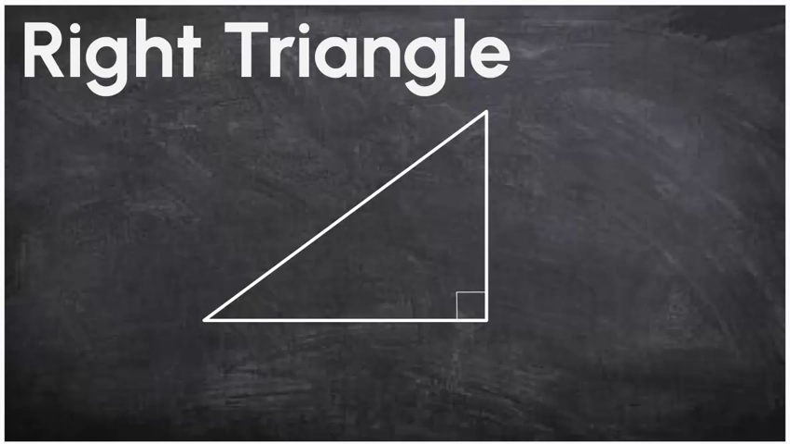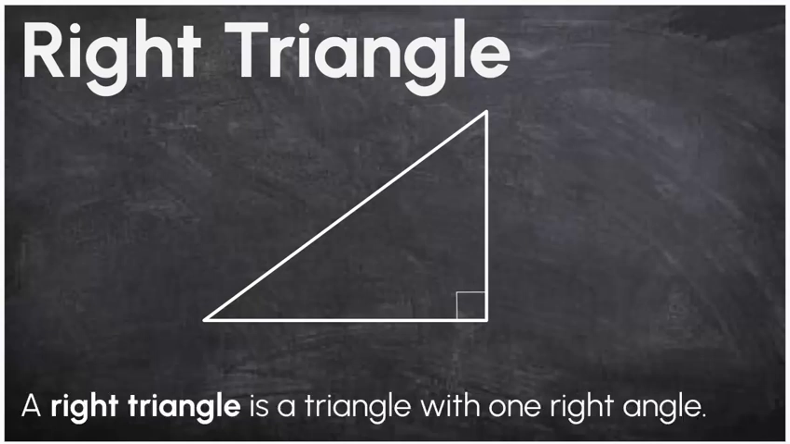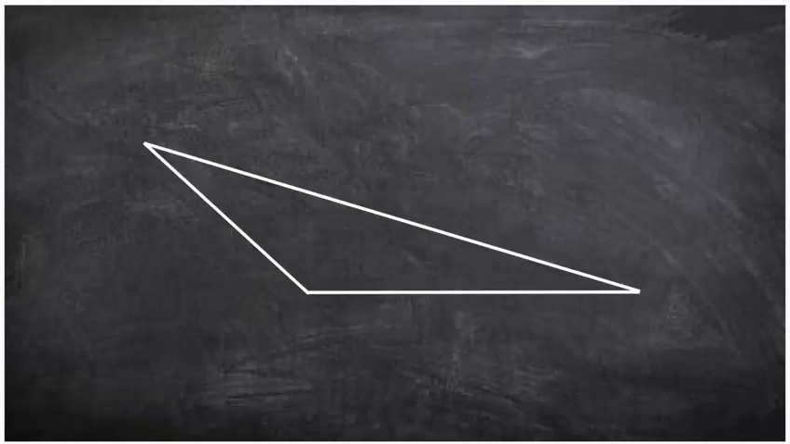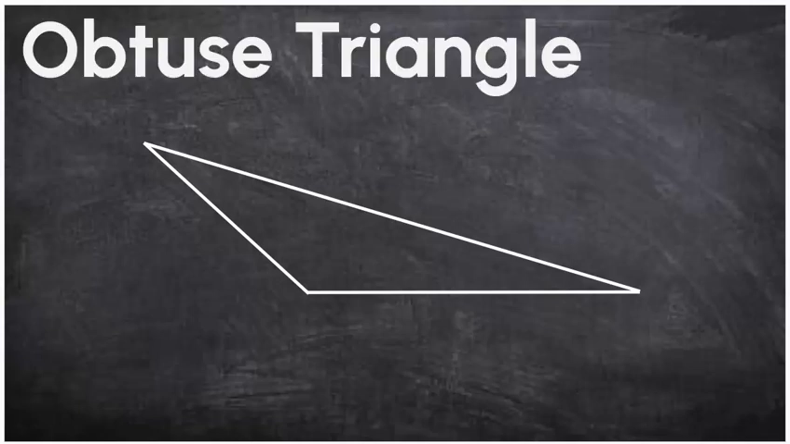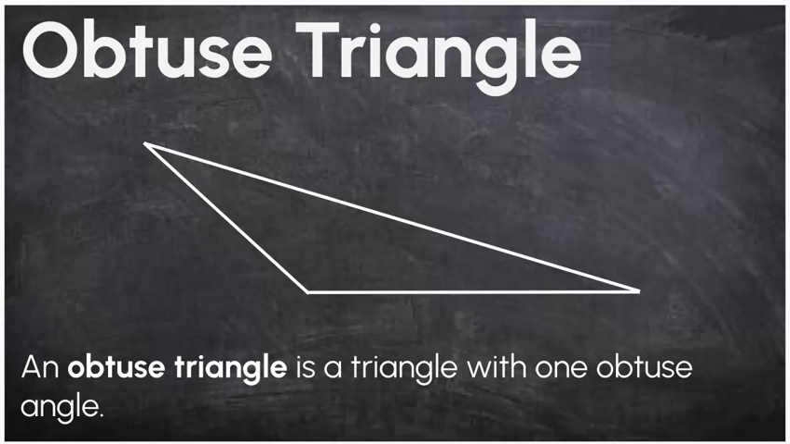Right triangle. What makes this a right triangle? A right triangle is a triangle with one right angle. Obtuse triangle. What makes this an obtuse triangle? What property does it have? An obtuse triangle is a triangle with one obtuse angle. And here we see that obtuse angle.